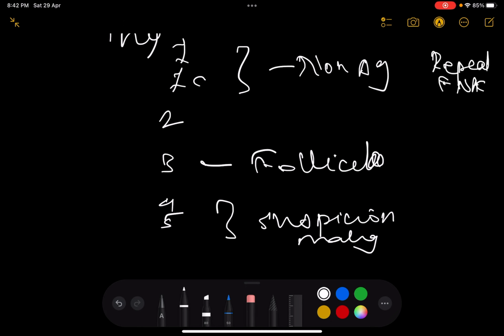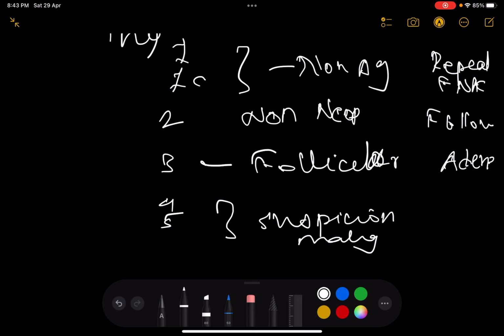If it's a Bethesda 2, it's non-neoplastic, so you just need to do a follow-up. If it's a follicular involvement, a follicular adenoma, or even a follicular lesion that is obviously malignant, it's going to fall into Bethesda 4, 5. You do a lobectomy, basically a thyroidectomy, if it's follicular. And obviously, if it's a suspicion of malignancy, you again have to do a total thyroidectomy.